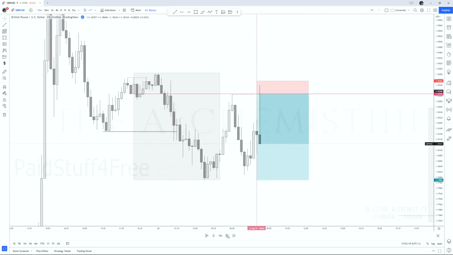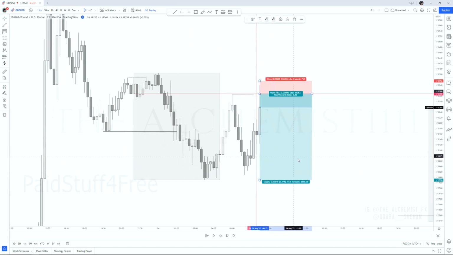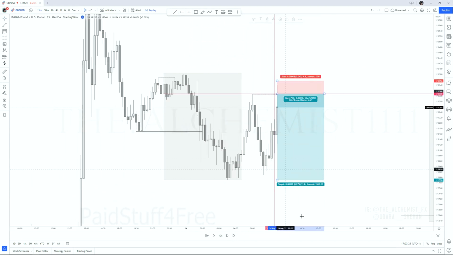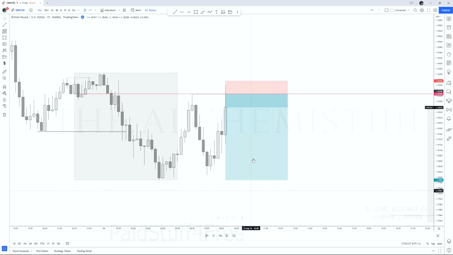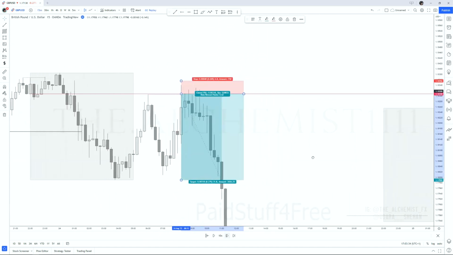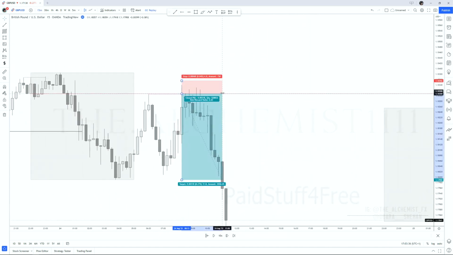So what happens? There it goes. Timing is good. 8:15 a.m. Can you see it? Right at 8:15 a.m. London time. Tapped into the strong Asian high. Took out this liquidity. And then comes the drop. See that?